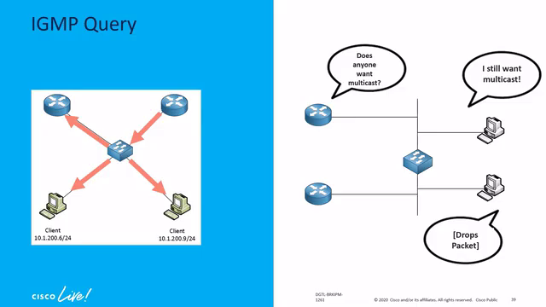So there's two ways for a membership report to happen. One is initiated by the client itself when it wants to initially receive the multicast and it wants to let the query or the multicast router know that it wants to receive the multicast. And then it's also a triggered response to a multicast querier saying, do you still want to receive multicast?